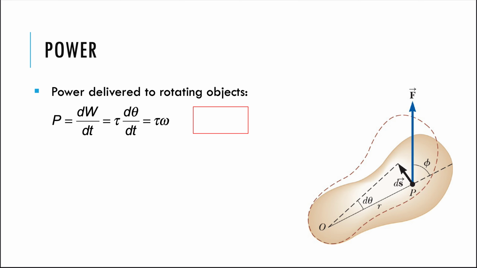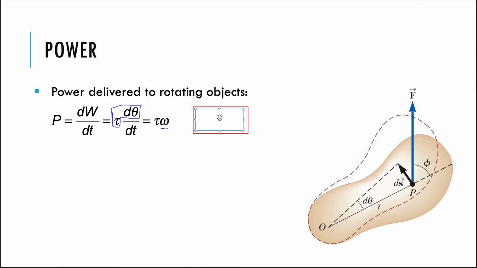Before we end this video, I wanted to talk about one more topic, which is power. We know that power is the rate at which work is being done, or the derivative of work with respect to time. We can substitute torque d theta for dW, as we just saw in a previous slide. And then we can say that d theta, the derivative of theta with respect to time, is omega. So now we have an expression for power delivered to a rotating object. It's torque times angular speed.